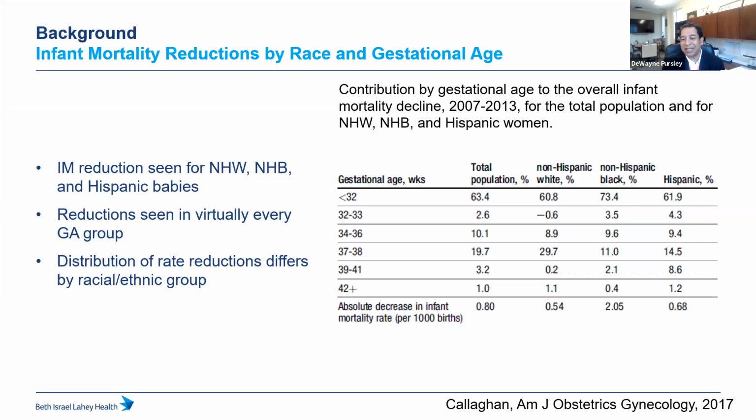There was a reduction in the contribution of gestational age to infant mortality occurring for each racial and ethnic category of almost every gestational age. The exception here was non-Hispanic white women at 32 to 33 weeks. The distribution in gestational age rate reduction differs by racial and ethnic category. Non-Hispanic Black women here were actually the primary beneficiaries at early preterm, and non-Hispanic white women benefited at early term.